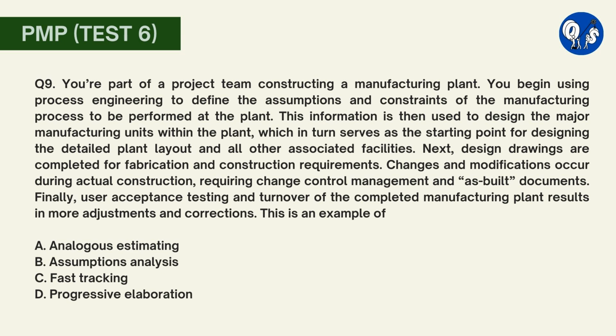This is an example of A. Analogous estimating, B. Assumptions analysis, C. Fast tracking, D. Progressive elaboration. Here option D is correct. Progressive elaboration is a technique for continuous improvement in your planning efforts. More details are added to your planning documents as the information becomes available, and each successive iteration of your planning process results in a better plan.